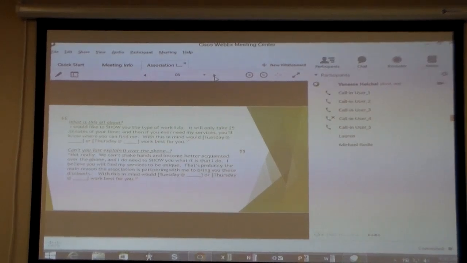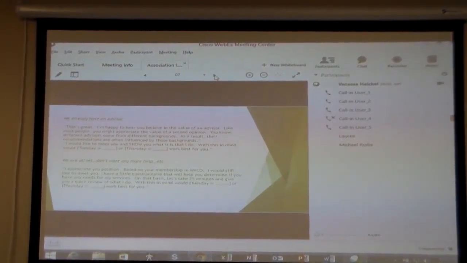I'll send this PowerPoint out afterwards so you don't have to write these all down. But this is what you want: you want to keep reminding people that you're just trying to give them a discount. I already have an advisor. Well, that's great. I'm happy to hear that you believe in the value of an advisor. Like most people, you probably appreciate the value of a second opinion. Different advisors come from different backgrounds, and as a result, their recommendations are often influenced by those backgrounds. I'd just like an opportunity to meet you and show you what it is that I do. With that in mind, are mornings or afternoons better?